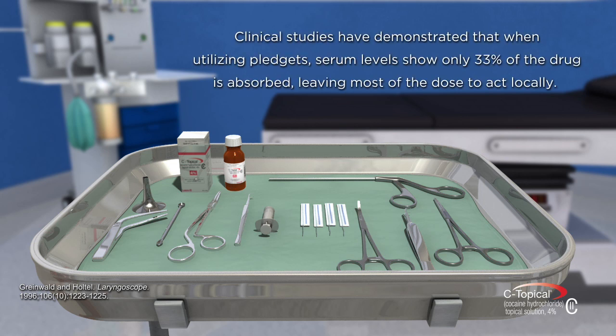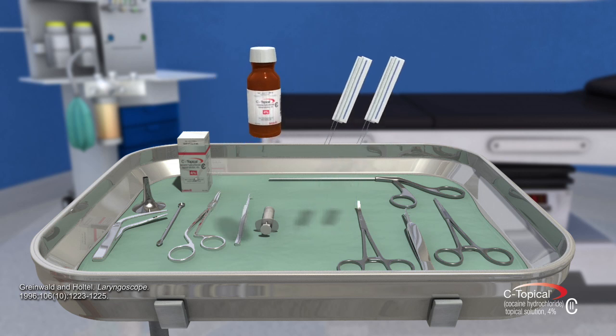Clinical studies have demonstrated that when utilizing pledgets, serum levels show only 33% of the drug is absorbed, leaving most of the dose to act locally. Direct application of cocaine solution to the nasal mucosa may result in levels 4 to 5 times greater than application with a cotton pledget. Minimizing systemic absorption is estimated to contribute to lower adverse events.